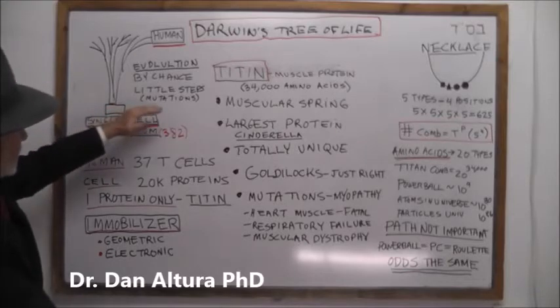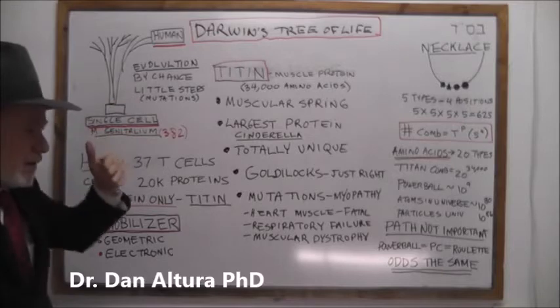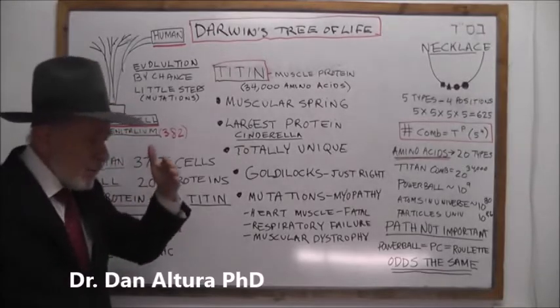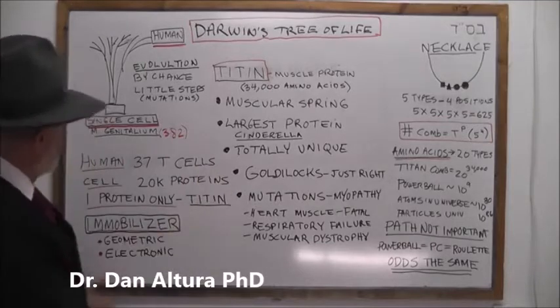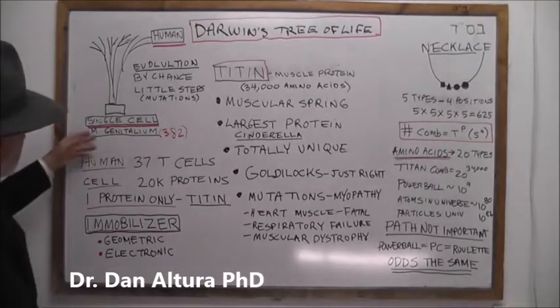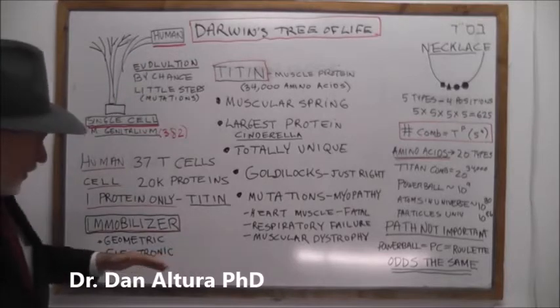These involve mutations, and they progressed by little steps over a long period of time. We start off with a single cell. We go to the human being because we're going to simplify this.